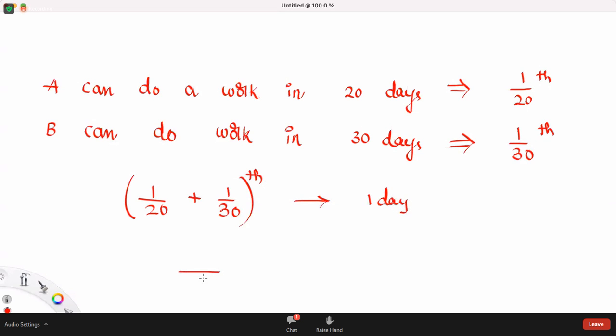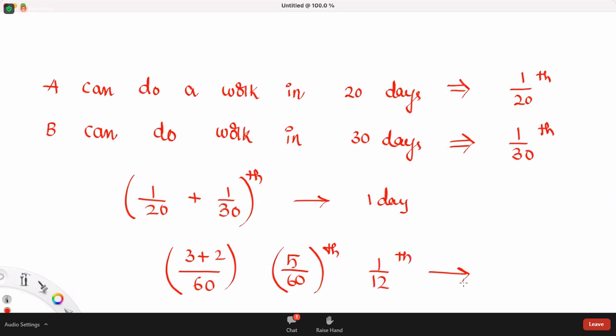So if you take the LCM of these numbers, the LCM is 60, 20 into 3, 30 into 2. So 5 by 60th part will be completed in one day. 5 by 60th means 1 by 12th part of the work will be completed in one day. If 1 by 12th part of the work is completed in one day, the total work will be completed in, just flip this fraction, 12 days of time. That's how we are able to solve it.